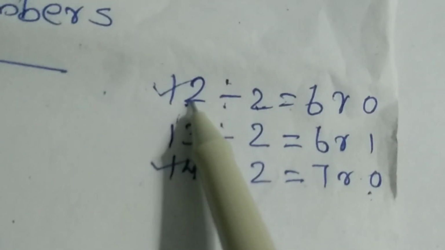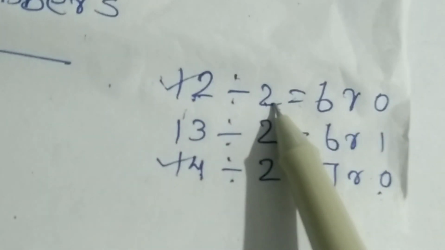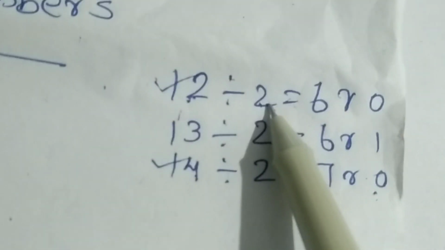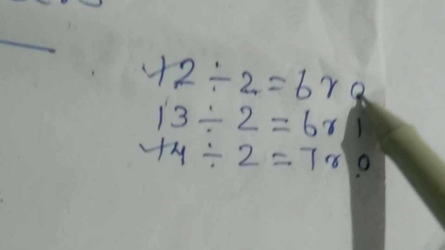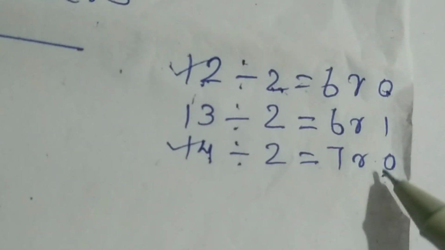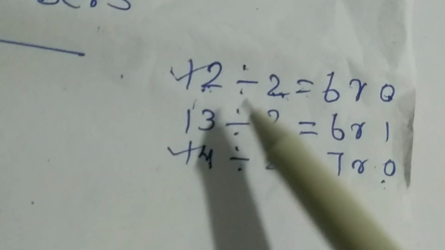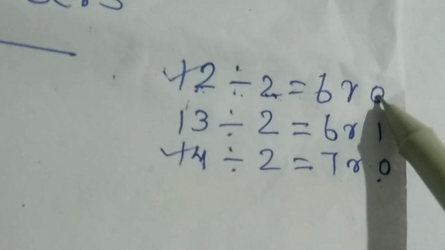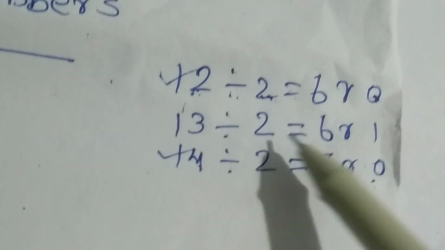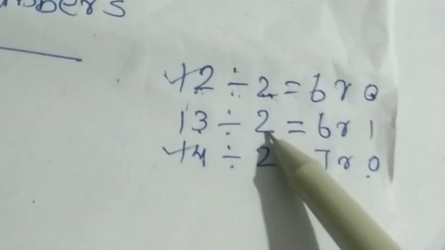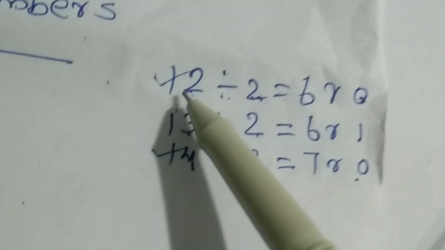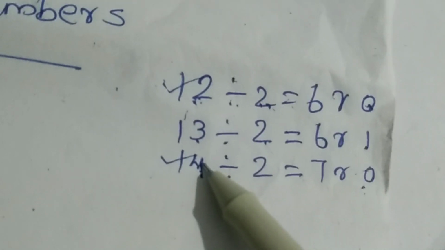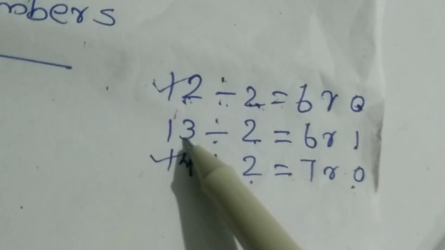What is that? 12 and 14 are exactly divisible by 2. That is known as divisibility. That is, when we are dividing, here we can see the remainder is 0. In case of 12 and 14, when we are dividing by 2, the remainder is 0. But when we are dividing 13 by 2, the remainder is 1. So we can say 12 and 14 are exactly divisible by 2, but 13 is not exactly divisible by 2.